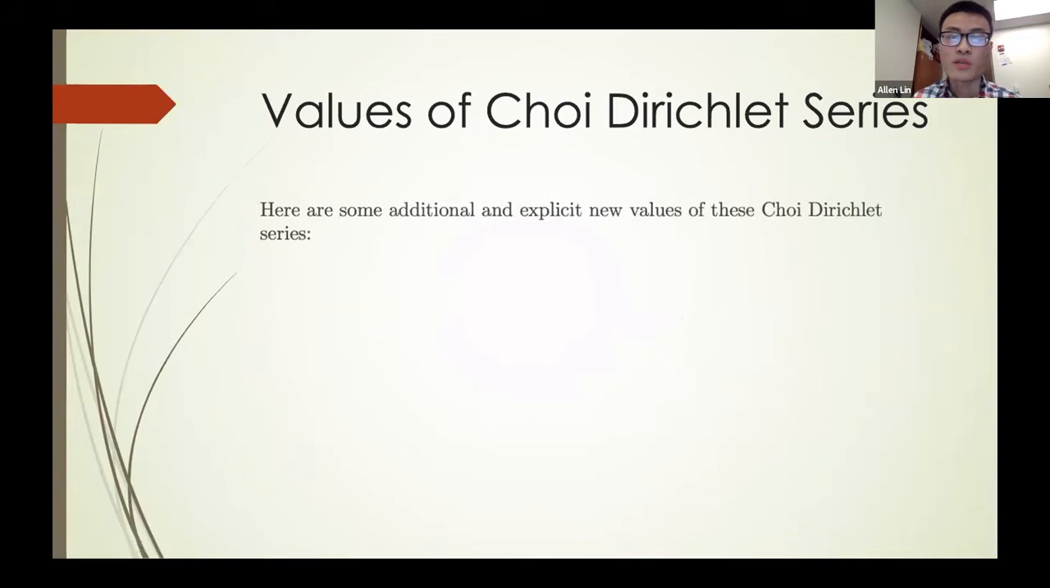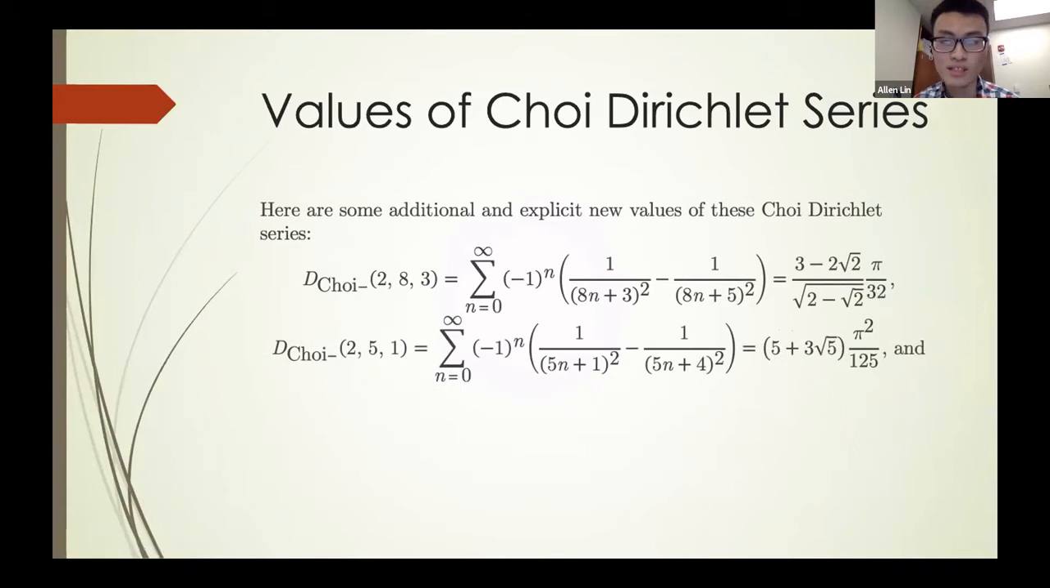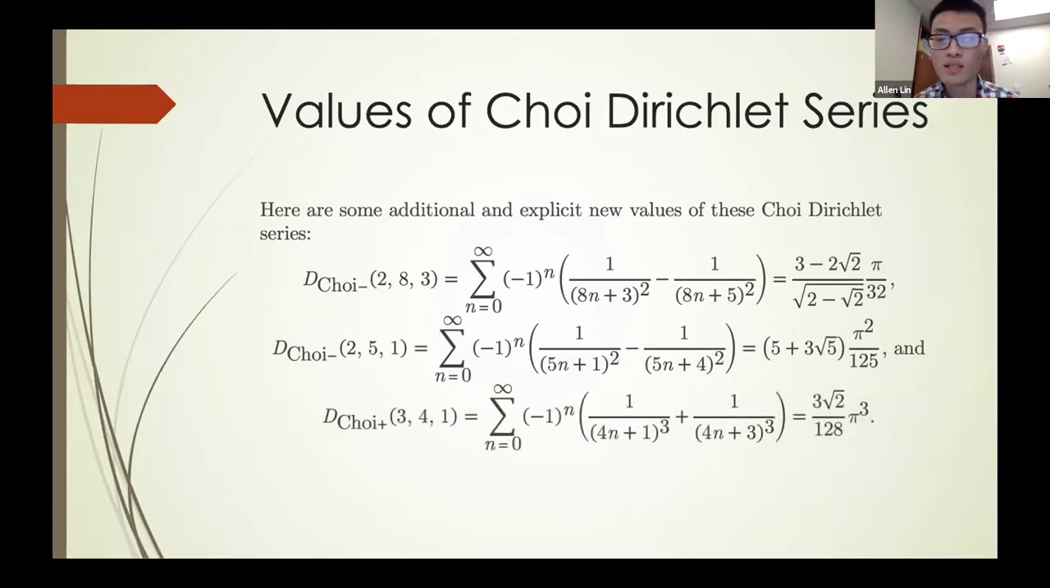And using those formulas, we found these values. D Choi minus of 283 is this value. D Choi minus of 251 is this value. And finally, D Choi plus of 341 is this value.